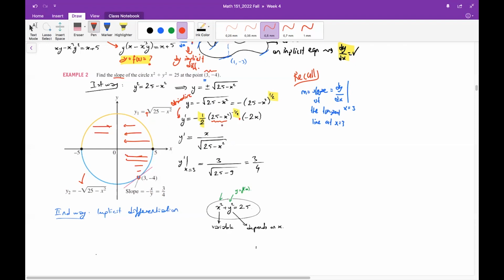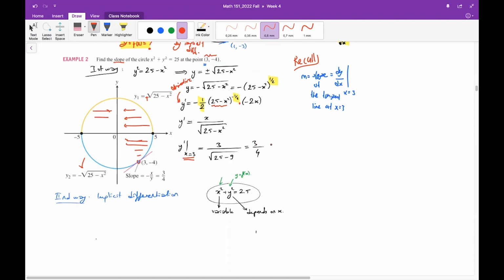Now we want to compute this first derivative at this certain point. Just insert x equals 3, and this will give you the slope of the tangent line.